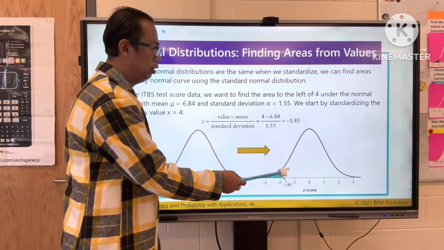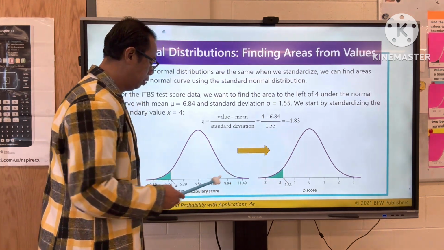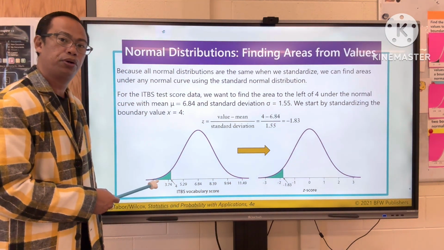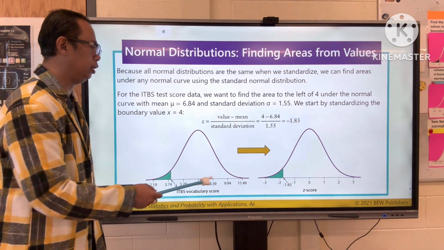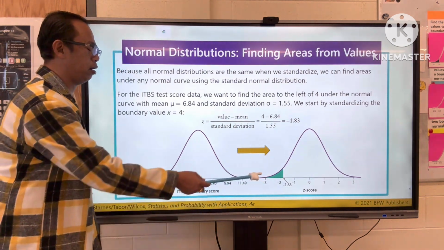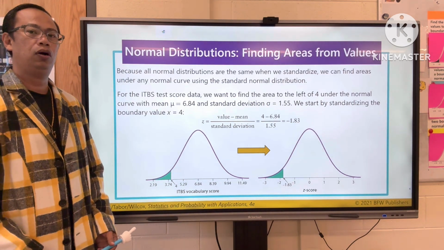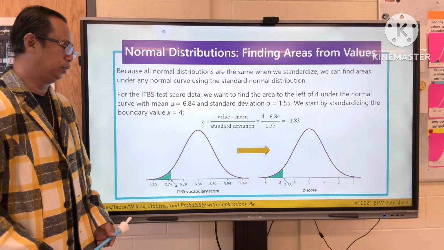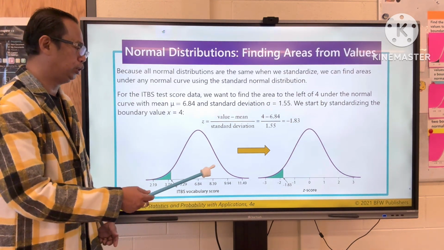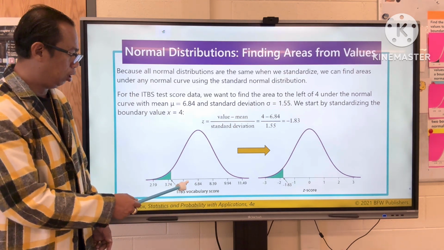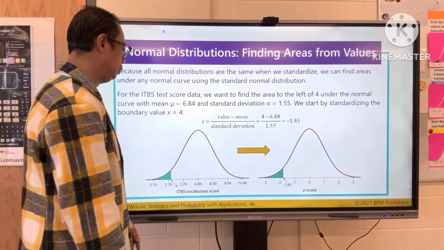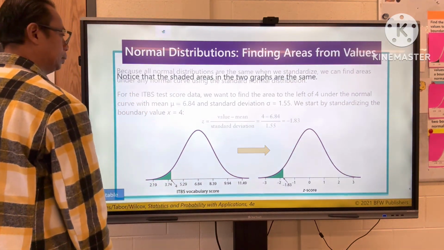So, the z-score now is here. While on this one, we use 4. Okay? So they are the same. So the area here is the same as the area here. Okay? So don't be confused. And then the shaded part passes through the 2 standard deviation. No? Almost 2. Okay? Next.